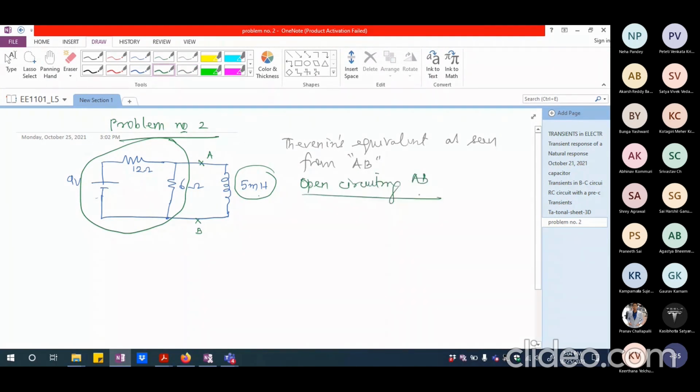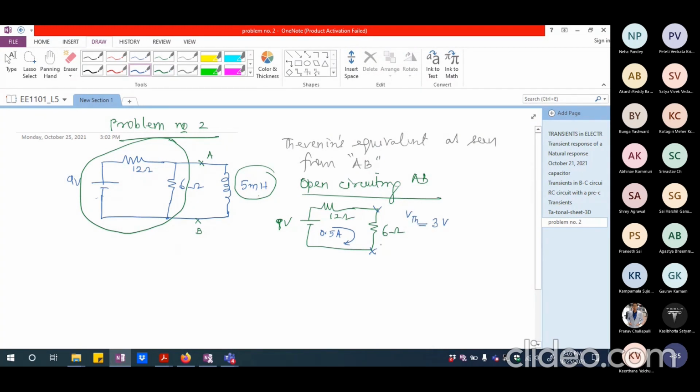Let me try to look at what is the kind of voltage I have. It is essentially 9 volts along with 12 ohm and 6 ohm. So the current is going to be 9 by 18, which is 0.5 ampere. What I get is a 0.5 ampere current. So VAB is going to be the voltage across the 6 ohm resistance. So I'm going to have 3 volts as V Thevenin. Is that clear? Okay. So I'm going to have V Thevenin as 3 volts.